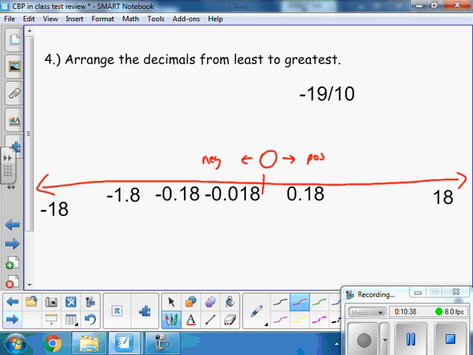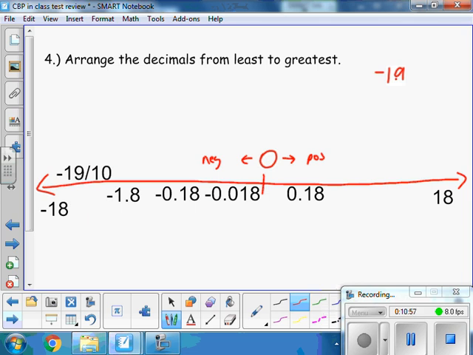And now negative 19 tenths. Let's look at that. 19 tenths, so the 9 needs to be in the tenths place. So this equals negative 1.9. And 1.9 is more negative. It's further from zero. So it's going to be right there.